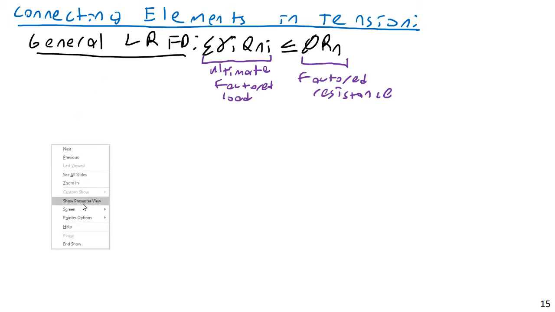Okay, next, let's consider the two things that we want to look at today. I want to lay out the equations for both fracture and yielding for connecting elements. Thankfully, they're not really any different for connecting elements versus tension members, although we do add one extra check.